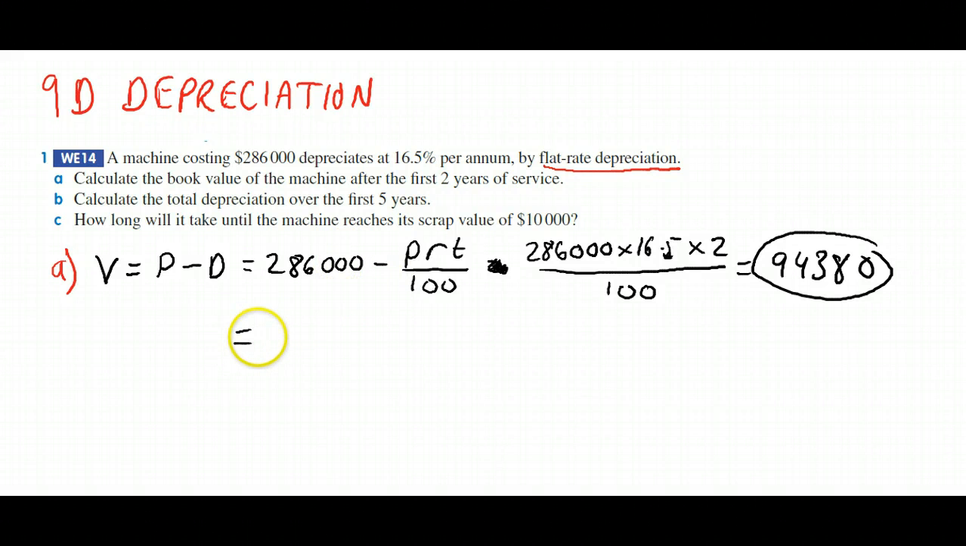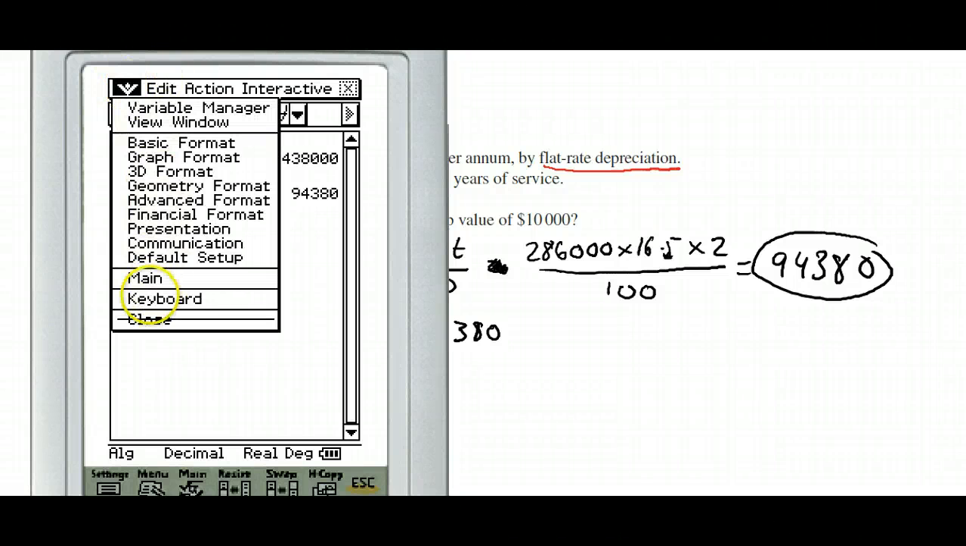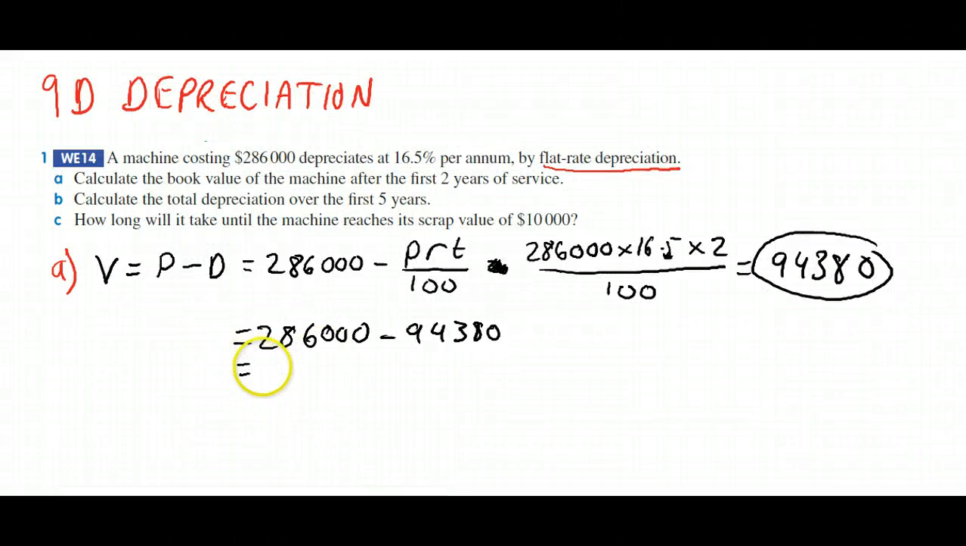So in our equation we've got 286,000, and the amount of depreciation we worked out was 94,380, so we put that in there. Let's do 286,000 minus our answer from the previous line, and we get 191,620. So 191,620 will be the book value of the machine after 2 years of service.